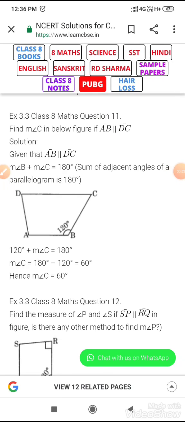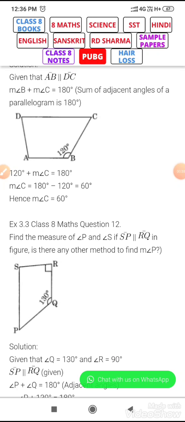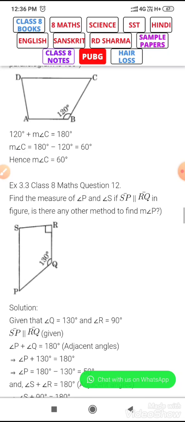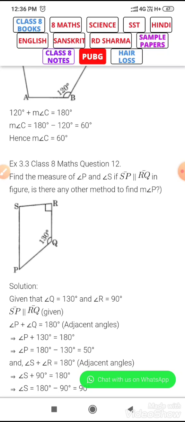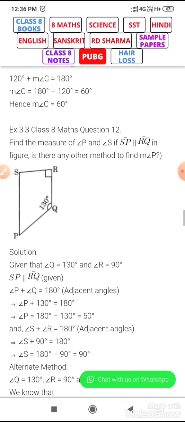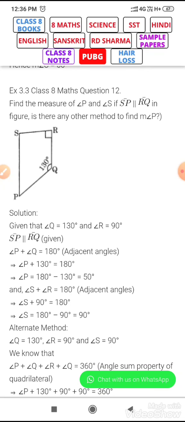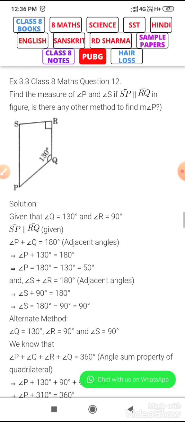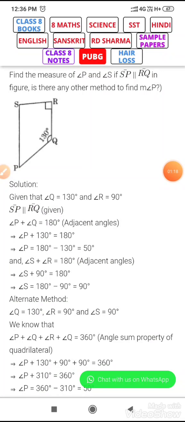In question number 12, find the measure of angle P and angle S if SP is parallel to RQ in the figure. Is there any other method of finding the measure of angle P? First of all, PQRS is a quadrilateral in which SP is parallel to QR. Angle P and angle Q are adjacent angles, so their sum is 180 degrees.